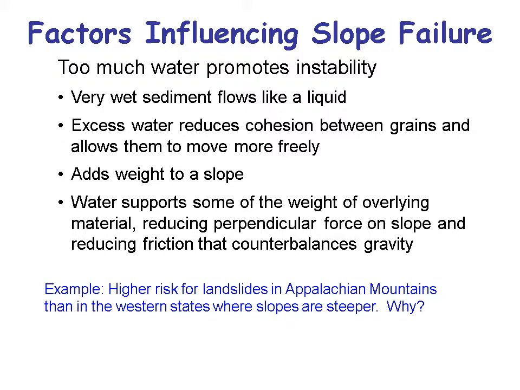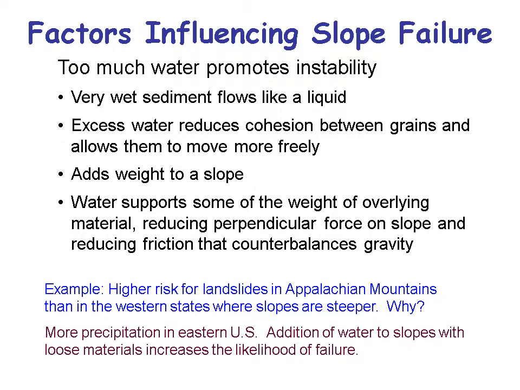So GP is important if you want to go back and look at that diagram. I don't have a picture of it here, but GP is what sticks the particle to the slope. GS is what moves it down the slope. So an example is higher risk of landslides in the Appalachian Mountains than in the western states, where steep slopes are steeper. Well, why? We have more precipitation in the eastern U.S., and the addition of water to slopes with loose materials increases the likelihood of failure. So because you get more water and snow falling in the eastern side of the U.S., you get more slope failure. For one factor. There's other factors too.